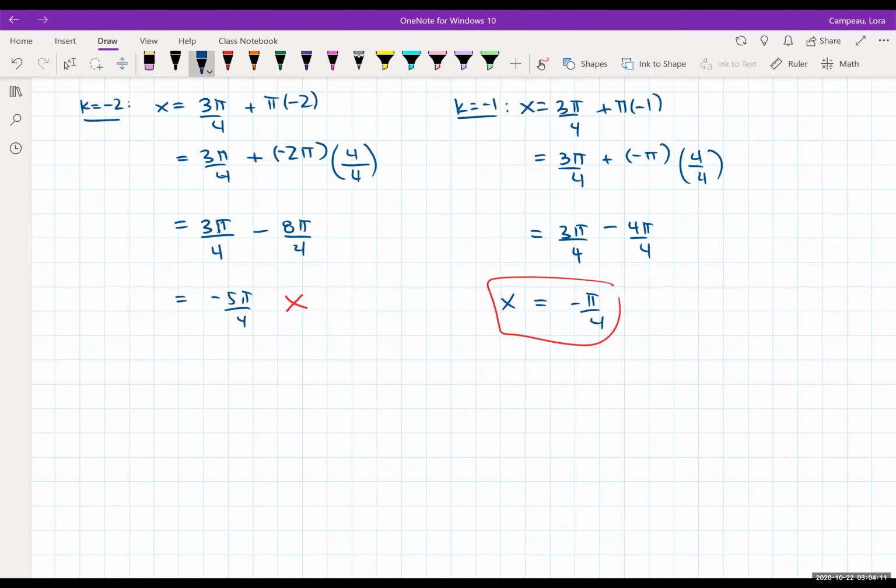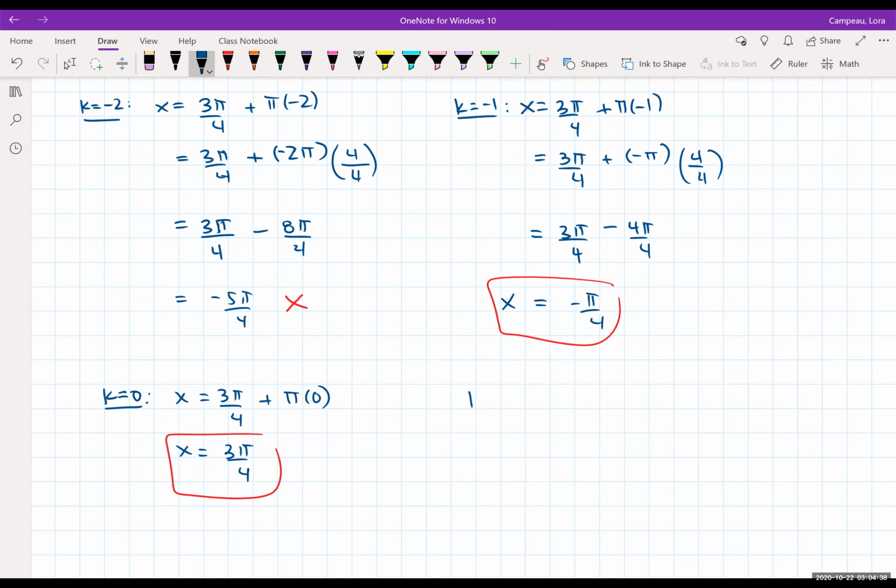We do have k equals 0. That's a nice one. So if we're going off of our solutions, x is equal to 3 pi over 4 plus pi times 0, which gives us 3 pi over 4. And if we look back in our domain, we realize, yes, that is also in that specified domain. So we can circle that.